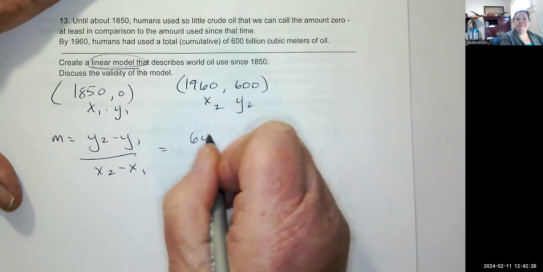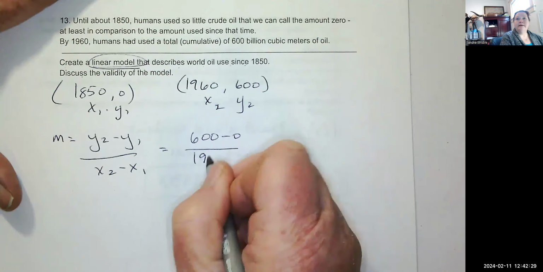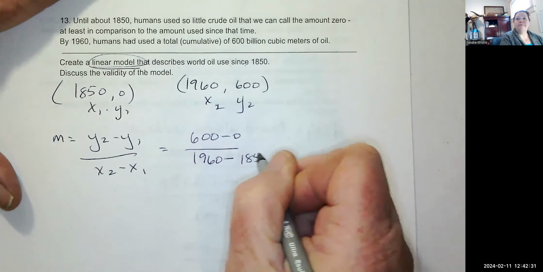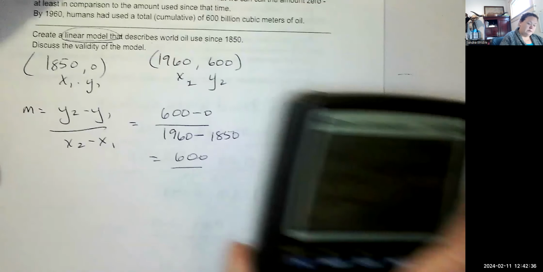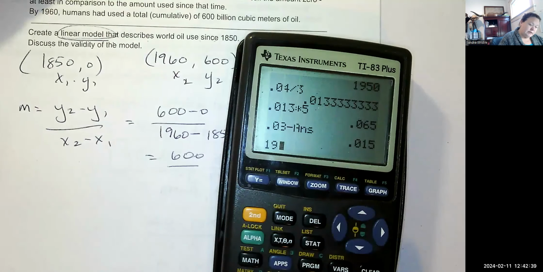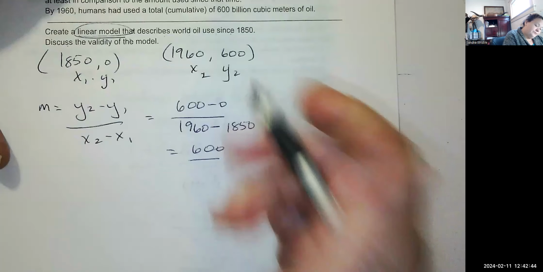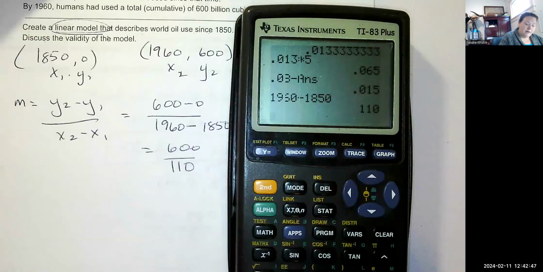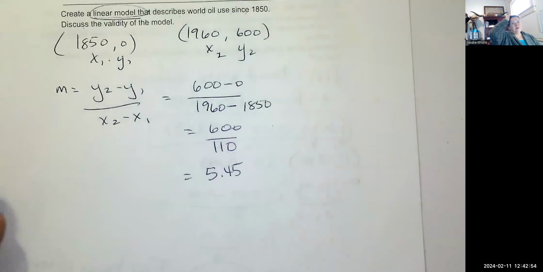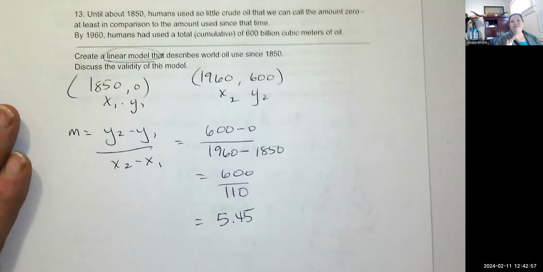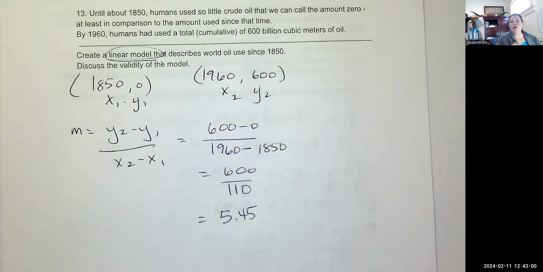All right. So 600 minus 0 over 1960 minus 1850. And that's 600 divided by... 1960 minus 1850 is 110 years. 600 divided by that is 5.45. All right. Without knowing what that 5.45 represents, you're not going to know whether this is valid or not.